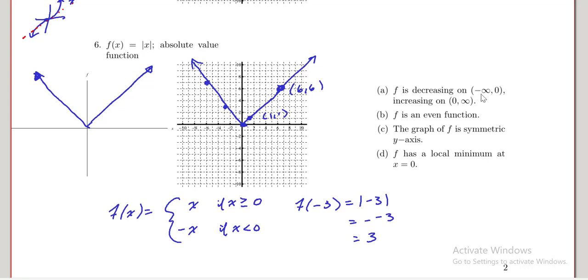Notice that this function is not always increasing. It's increasing on 0 to infinity for precisely the positive values, and it's decreasing on -infinity to 0 for precisely the negative values in the domain.